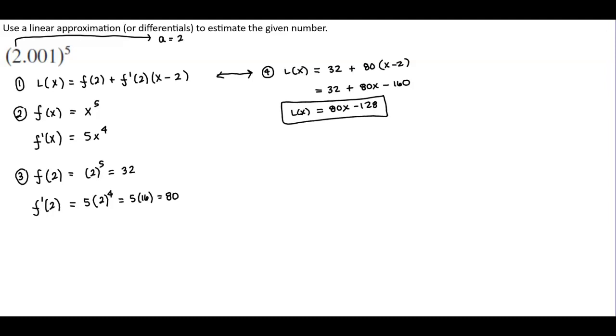So x to the fifth is approximately the linearization, 80x minus 128, and that is when x is near 2.